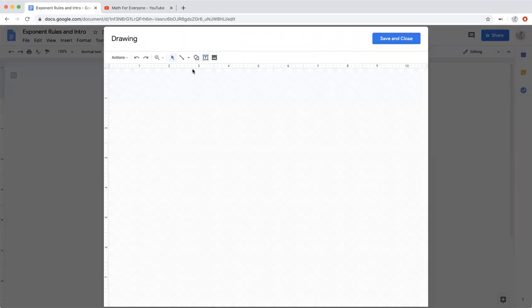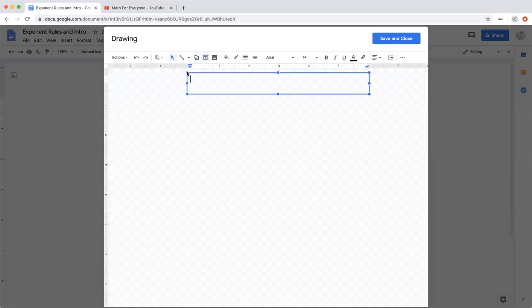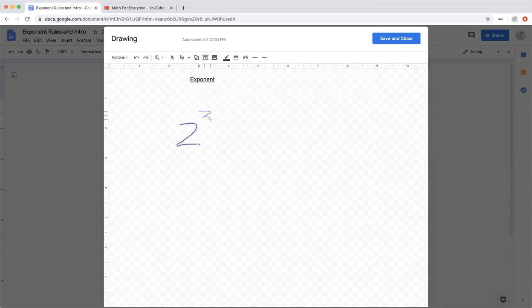So what are exponents exactly? Let me write it out. What are exponents? Well, here's an example of an exponent. I'm going to draw it out because it's easier to explain. 2 to the third. This number over here is the exponent. I'm just going to write exp for now.